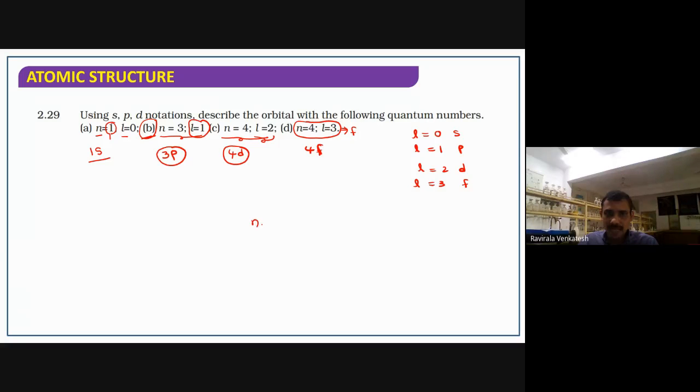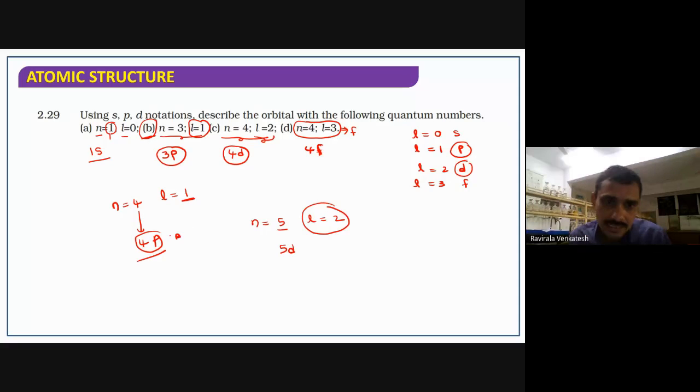What if N is equal to 5, L is equal to 2, what you have to take? Take 5. L equal to 2 means which orbital it is? D orbital. Now I write down here what? 5D orbital. Very simple to write. For example, if they given N is equal to 4, L is equal to 1, then take 4 here. L is equal to 1, which orbital it is? P orbital. Write down 4P orbital. So for 4P orbital, N is equal to 4, L is equal to 1. So these are the simple problems you need to do in examination.